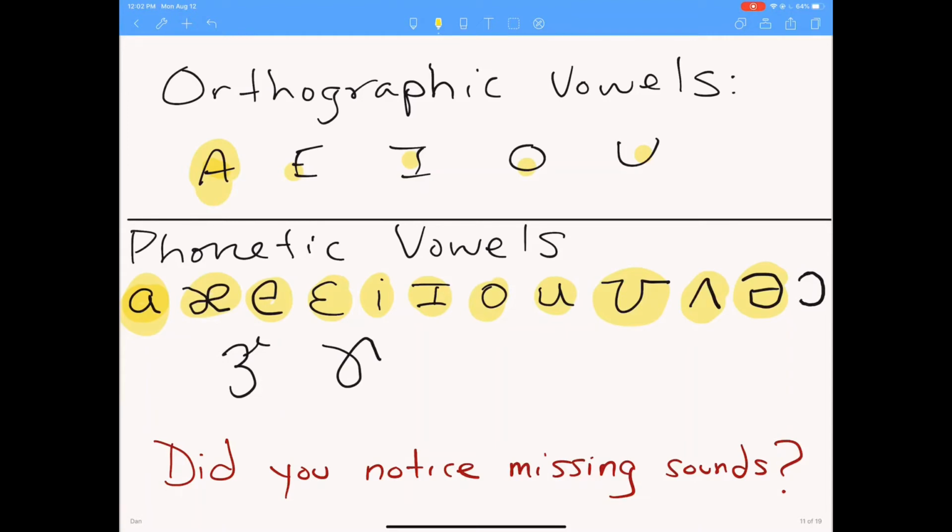This one here is called an open O. This is aw. If you're from New Jersey like me or New York, you probably say dog, and coffee, that's the aw, this sound. Whereas if you're from somewhere else in the country, you might say dog, coffee. That's that lowercase script a again.